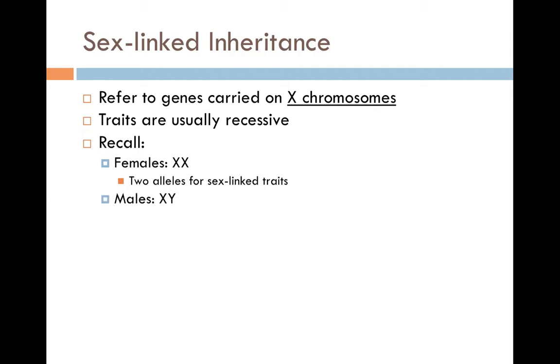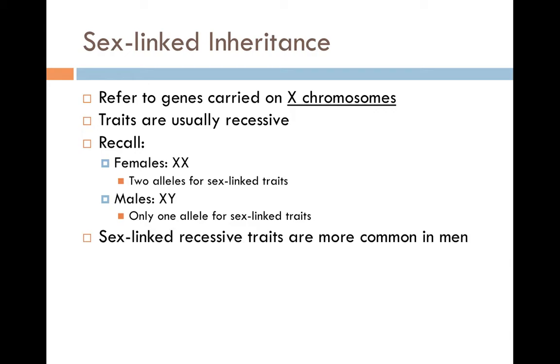Males, on the other hand, are XY, and they only inherit one X chromosome. They inherit it from mom. They got the Y from their dad, and that's what actually makes them male. So they only inherit one allele for sex-linked traits because they only have one X chromosome, and that's where sex-linked traits are located. And that's going to have some serious consequences. In a couple of minutes, we're going to talk about those consequences for these traits.